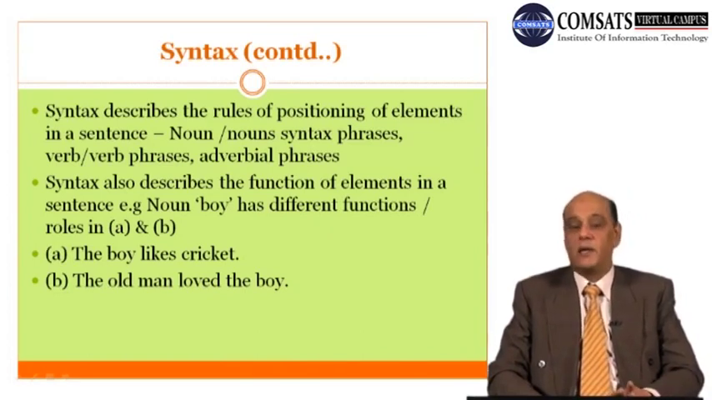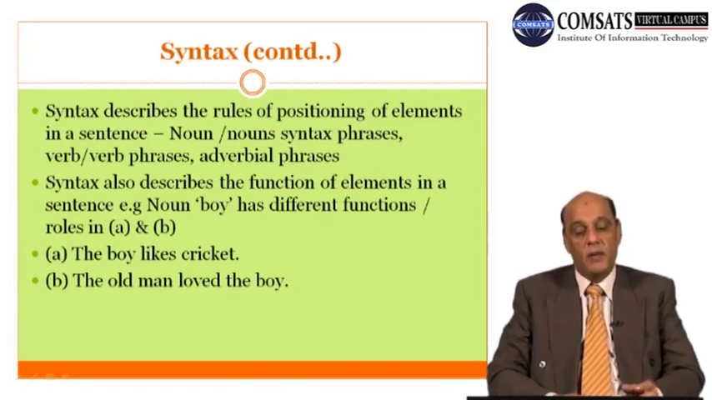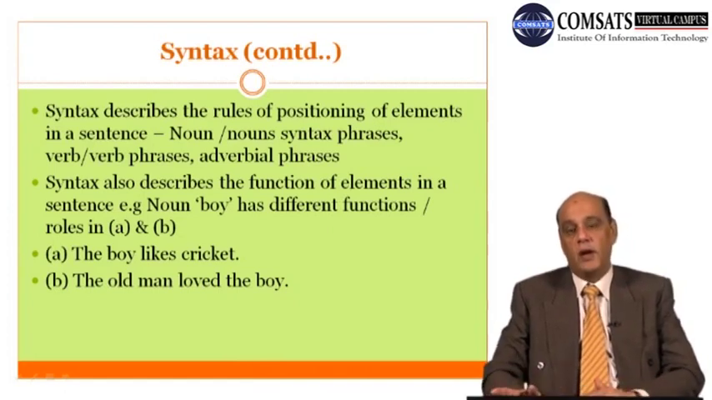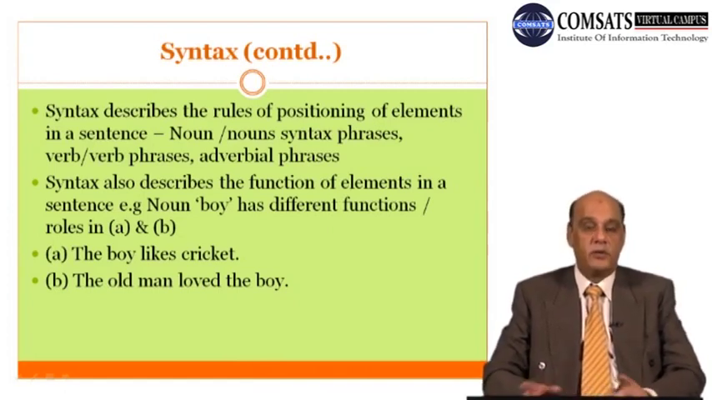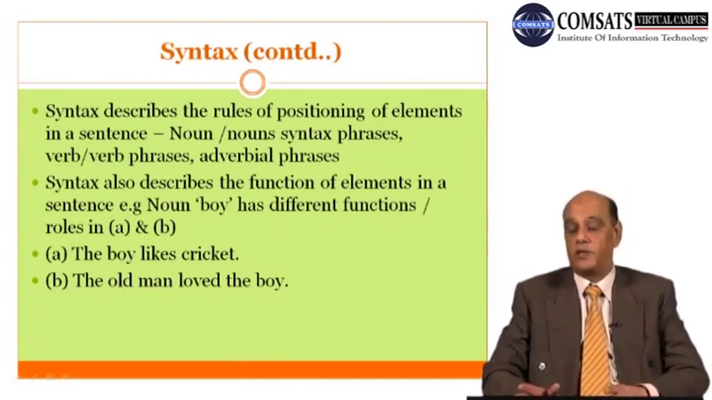In the first sentence, the boy is a noun. The boy is a subject, playing the role of a subject in this sentence. Whereas in B, the same word boy is playing the role of an object. It's been put at the end of the sentence. In A it is in the start of the sentence, in B it's the end of the sentence.